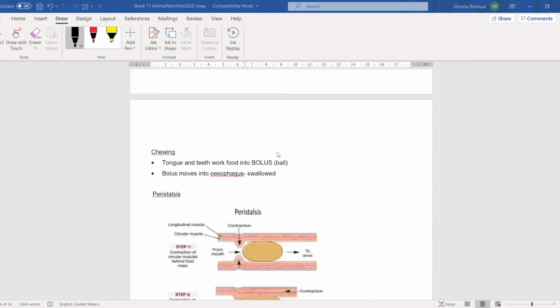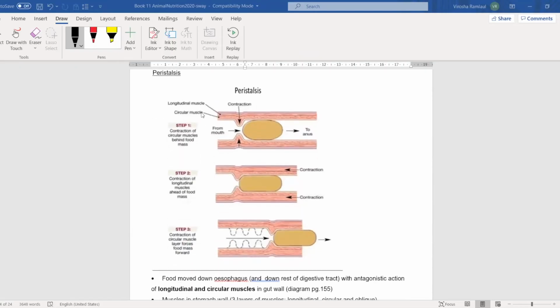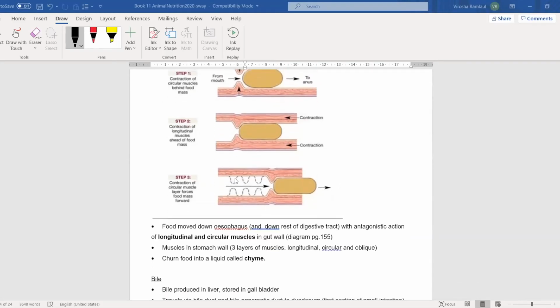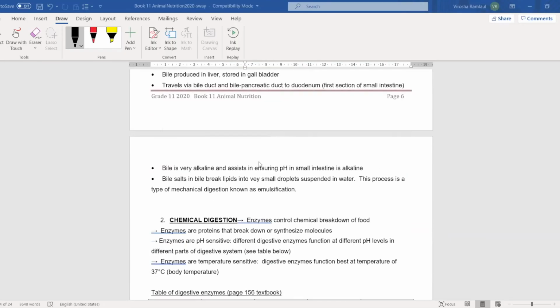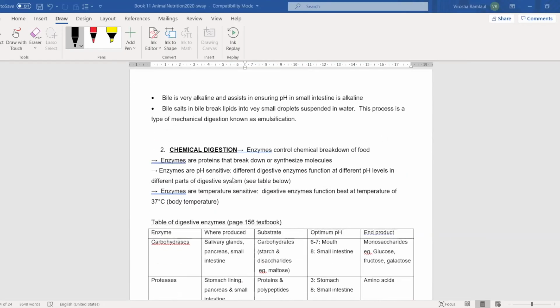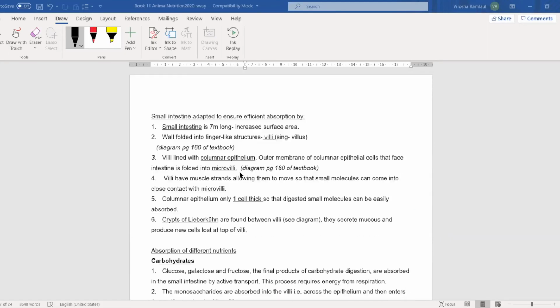Now I'm going to quickly go through these notes and see if I've done everything. So there's peristalsis. There's the longitudinal and circular muscles, and you can see them contracting, relaxing, and pushing the bolus along. Here's your definition. This is what bile does. Okay, the functions of bile. This is chemical digestion. For your enzymes, this is all you have to know: carbohydrases, proteases, and lipases. Okay, so here's the adaptation of the small intestine. The small intestine is 7 meters long.